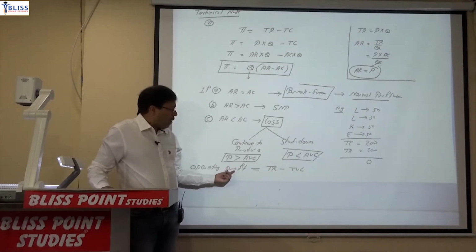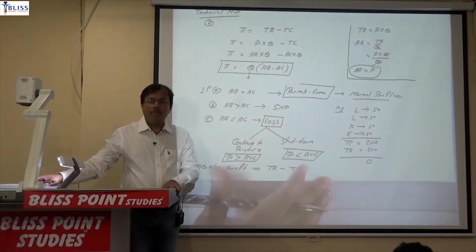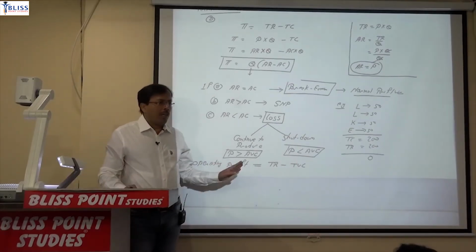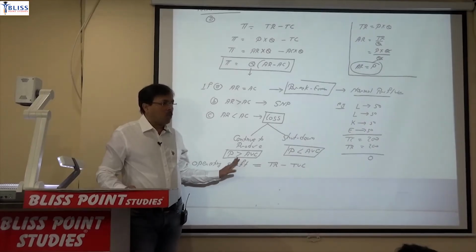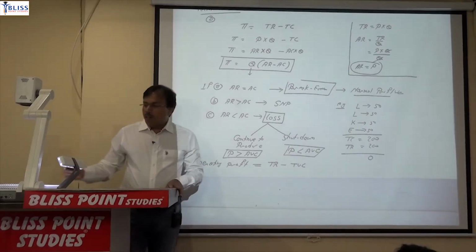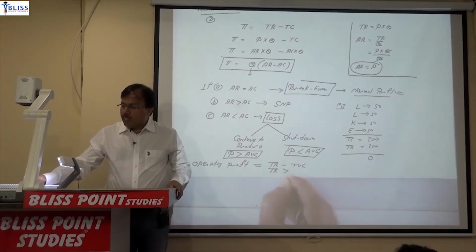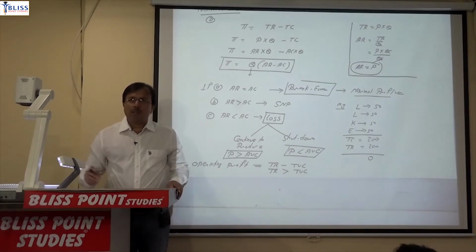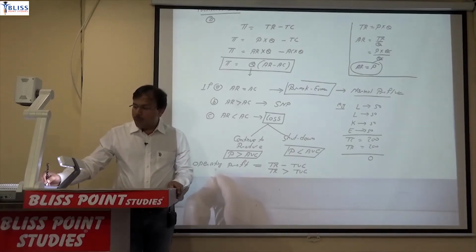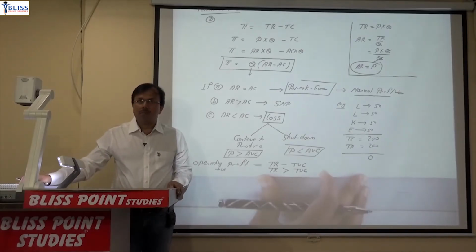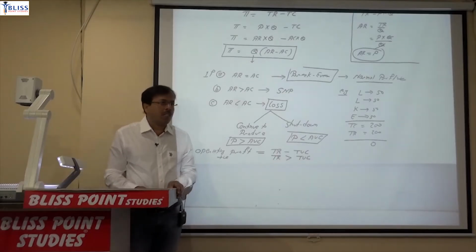तो ये ऑपरेटिंग प्रॉफिट पॉजिटिव कब होगा? अगर मैं कह रहा हूं कि ऑपरेटिंग प्रॉफिट होना चाहिए तो इट शुड बी पॉजिटिव. देन इट कैन बी पॉजिटिव ओनली व्हेन टोटल रेवेन्यू इज ग्रेटर देन टोटल वेरिएबल कॉस्ट. देन योर ऑपरेटिंग प्रॉफिट विल बी पॉजिटिव. TR will be greater than TVC.